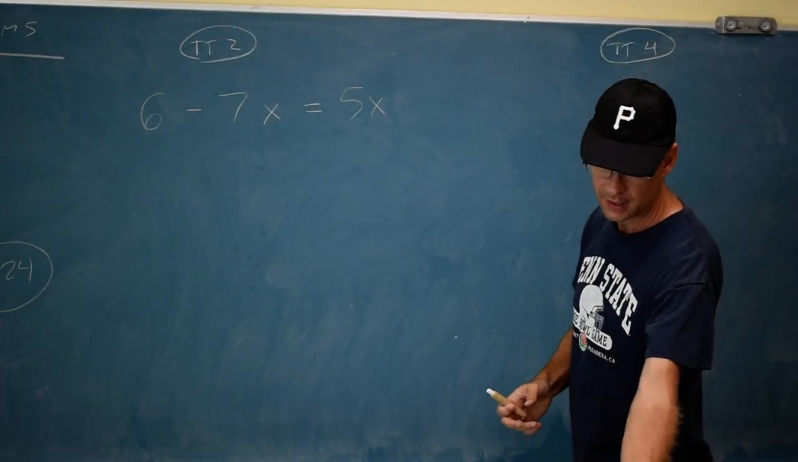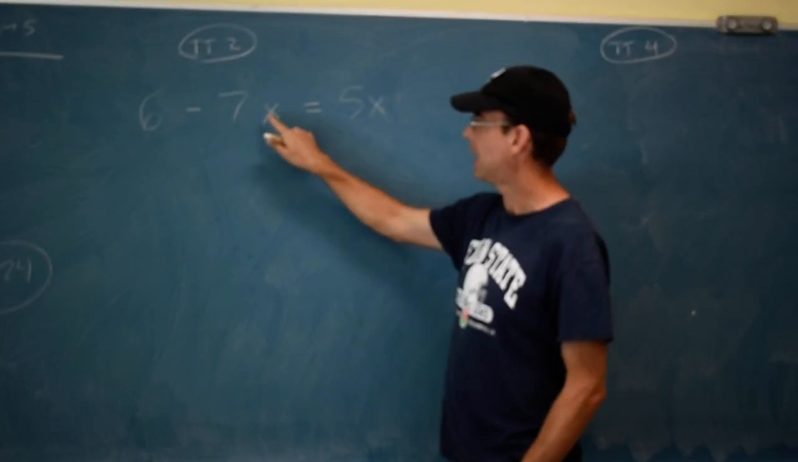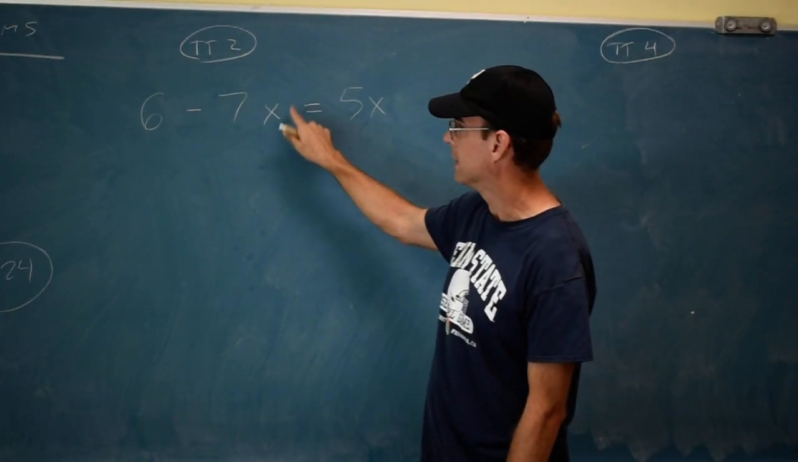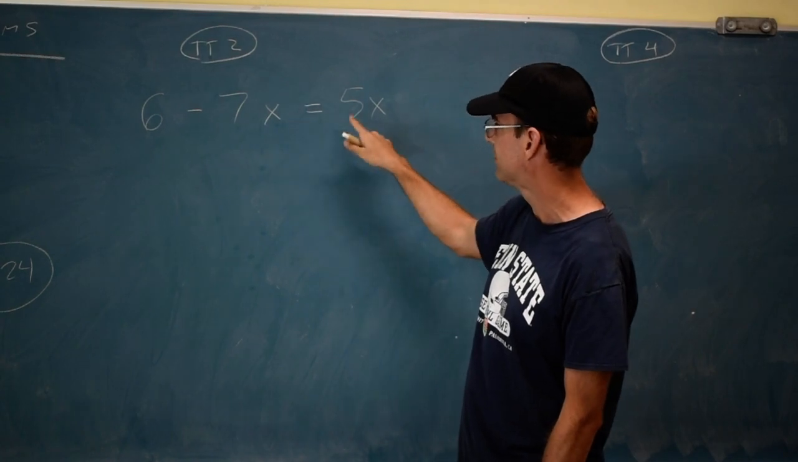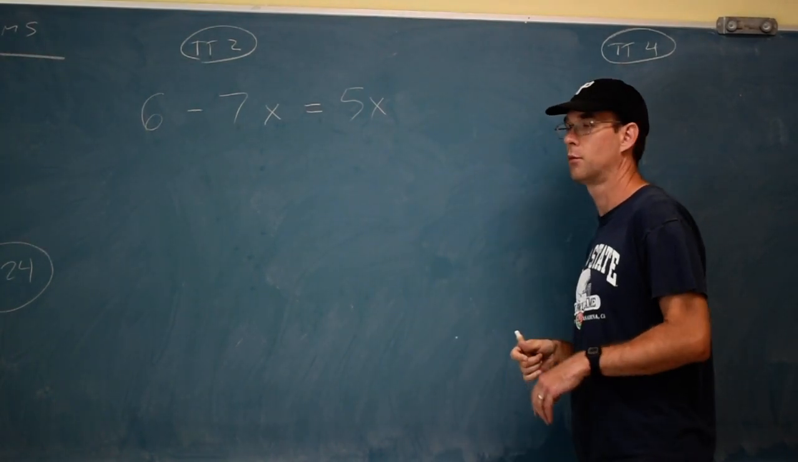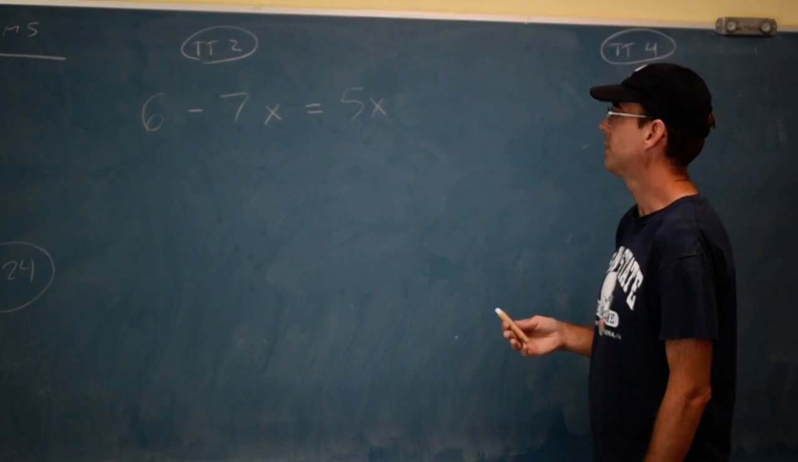So one word at a time. 7 times a number was subtracted from 6. Result is 5 times the number. We're good. And it's solve time.